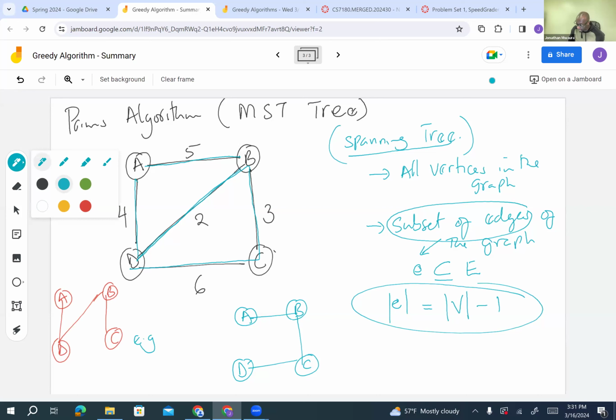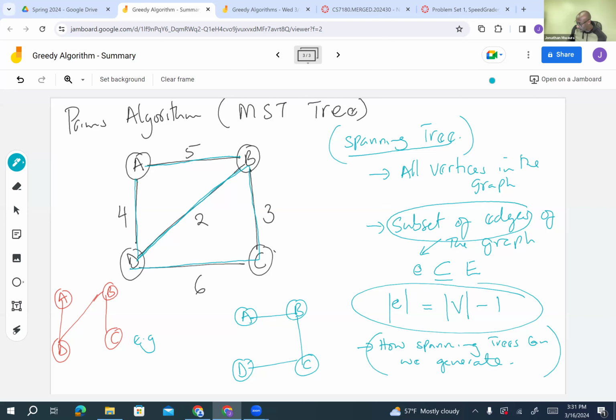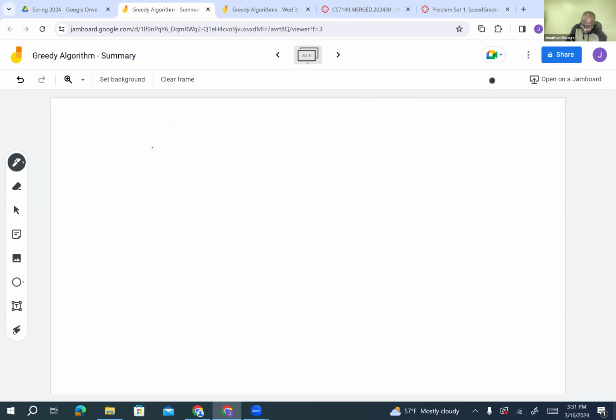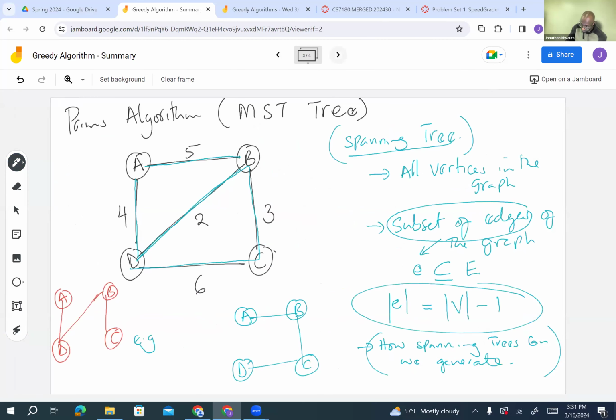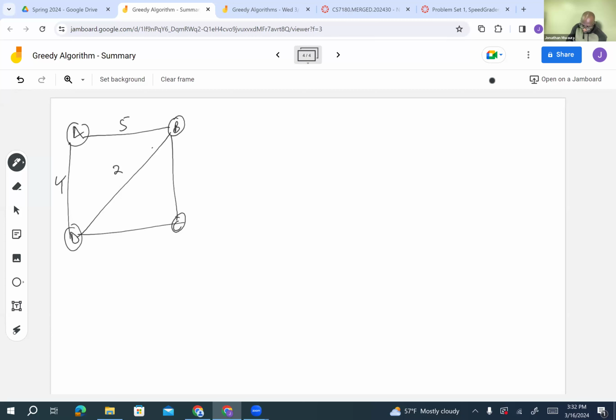So this was how many edges we need. Maybe another question could be, how many spanning trees can we generate? Let's think about that for a minute. How many spanning trees can we generate from the graph? I'm going to redraw here as you think about it. Our graph looks something like this: A, B, C, D. We have this edge, this edge, this edge, that edge, and that edge. And then this was 5, this was 2, this was 4.